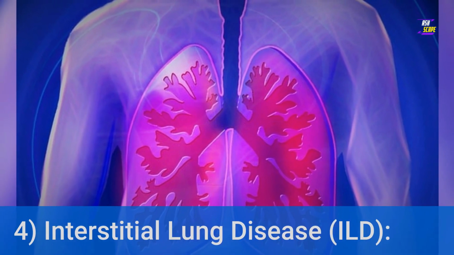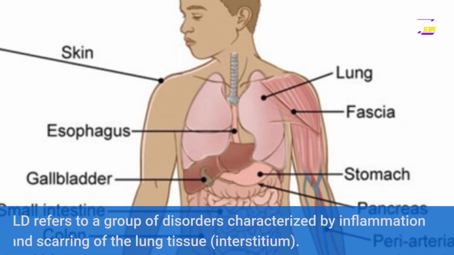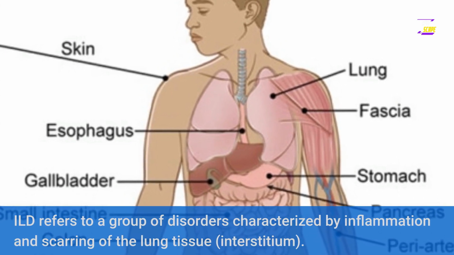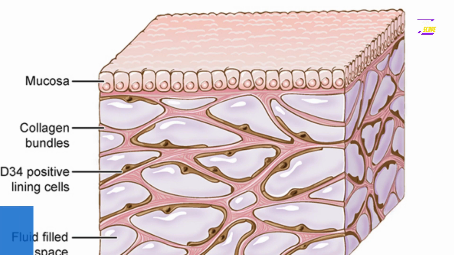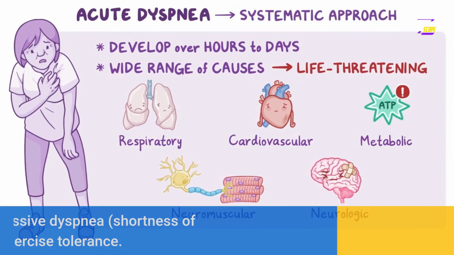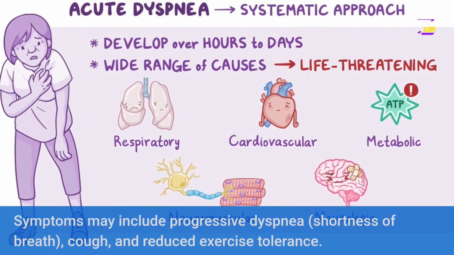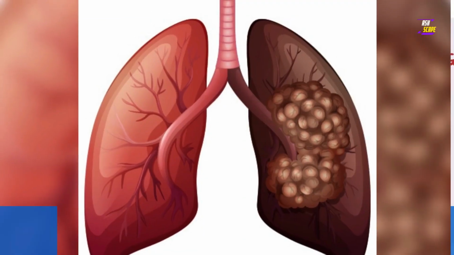4. Interstitial lung disease, ILD. ILD refers to a group of disorders characterized by inflammation and scarring of the lung tissue, the interstitium. Causes include autoimmune diseases, environmental exposures, and idiopathic, or unknown, factors. Symptoms may include progressive dyspnea, shortness of breath, cough, and reduced exercise tolerance.